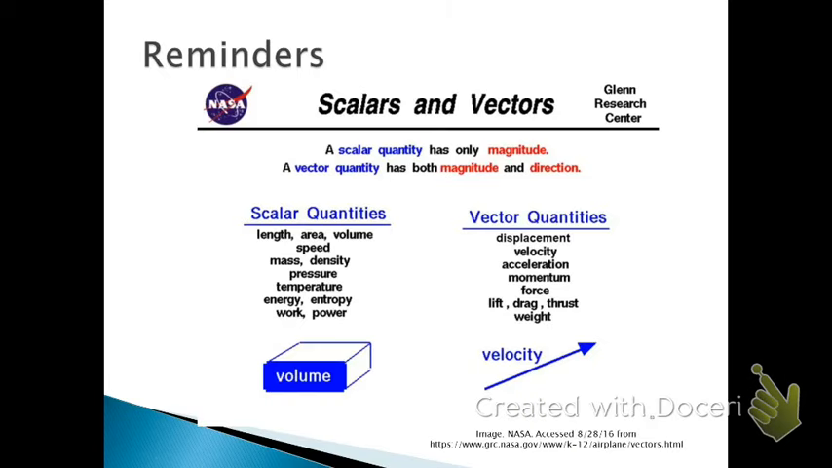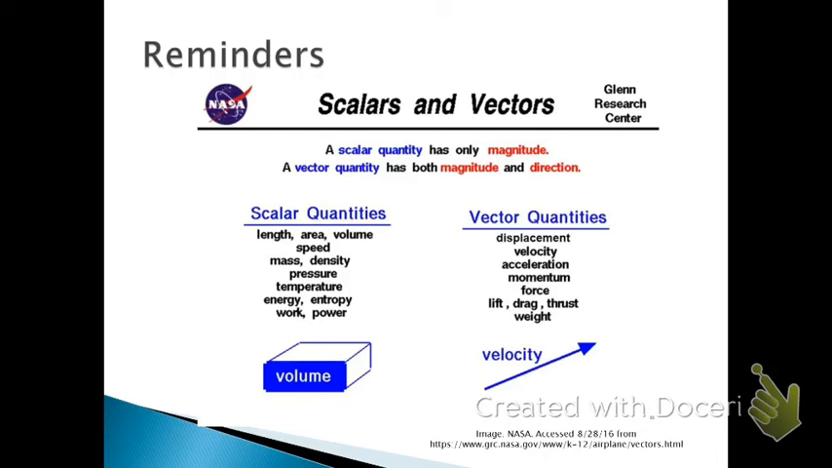I wanted to just put up a quick reminder about what a scalar is and what a vector is. I looked on images and found this beautiful picture from NASA that honestly explains exactly what I was hoping to get across. A scalar, as a reminder, only has magnitude, so that's just its value. When I say magnitude, I just mean a number. So a scalar will only have some number and its associated units, versus a vector having both magnitude and direction.